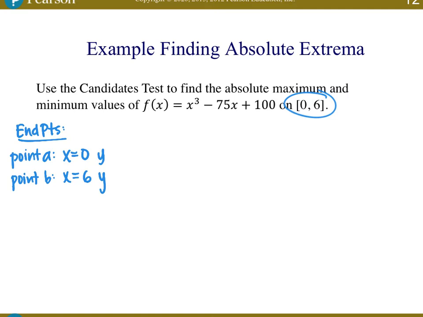And we simply plug 0 in for x to find the y value. So y equals 100. Then we will plug in x is 6. Okay, so we'll take x is 6 and plug it in here. And we get y equals negative 134. So we've got one high and we have one low. All right, now we're going to move on to the critical points.